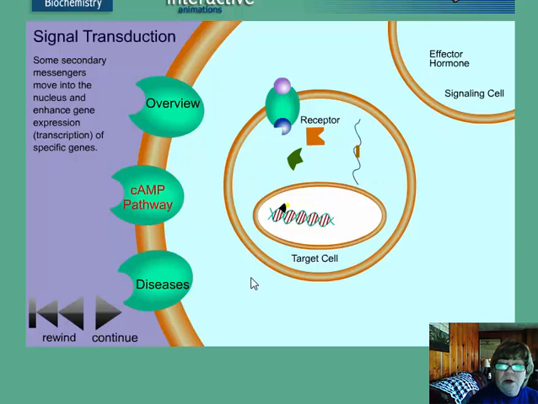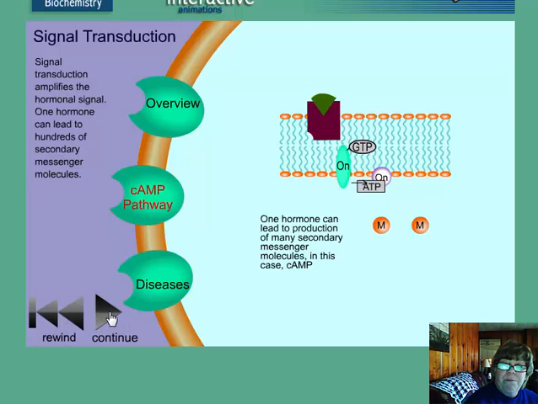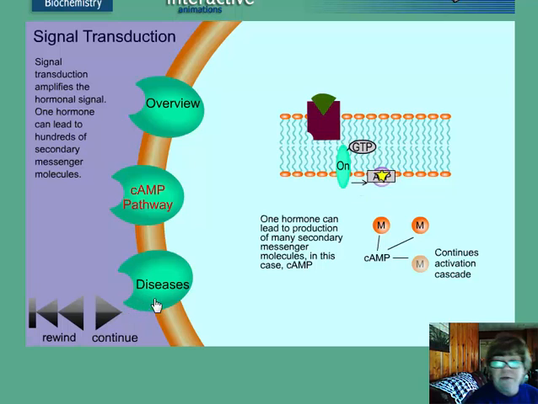Some secondary messengers will move into the nucleus and enhance gene expression. In other words, they're making, watch all the different pieces of messenger RNA that keep going. All right, that's another form of amplification. One hormone can lead to production of many of these cAMP molecules. Boom, boom, boom, boom. Now, when we talked about diffusion and concentration gradients and stuff like that, this is part of what that was all about.